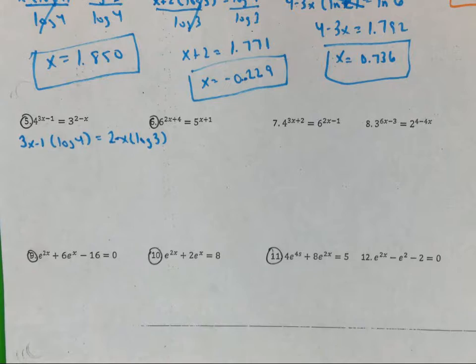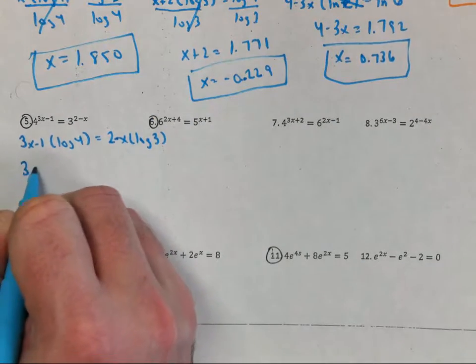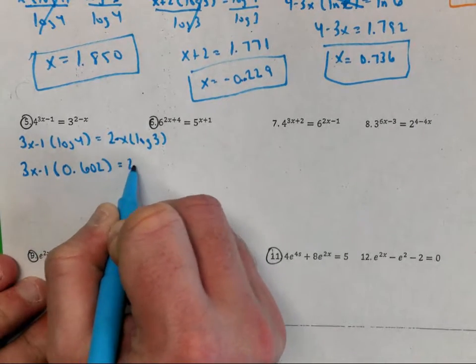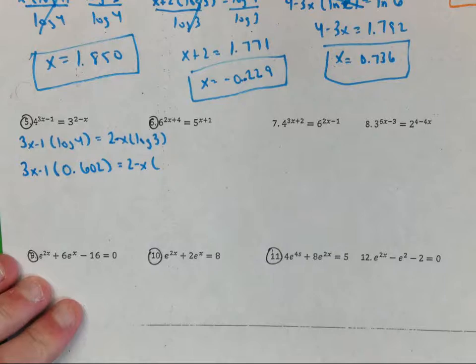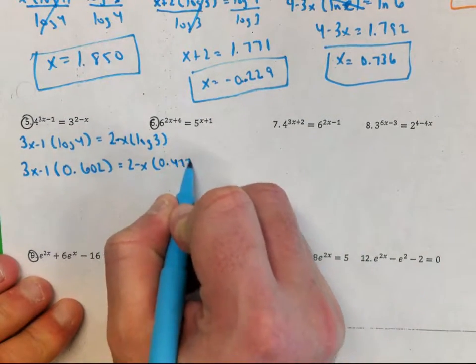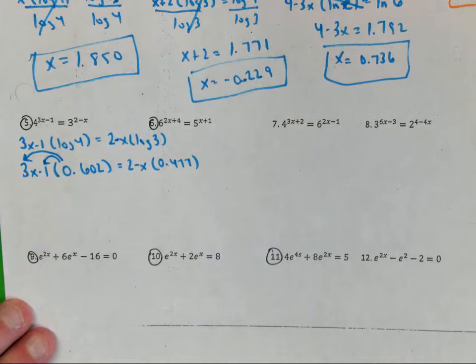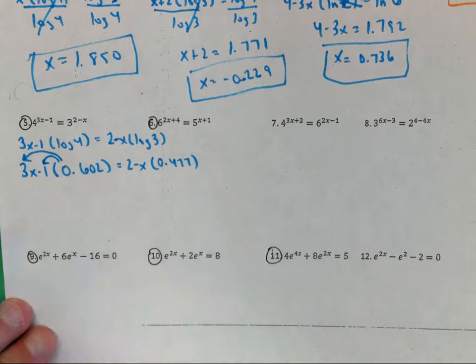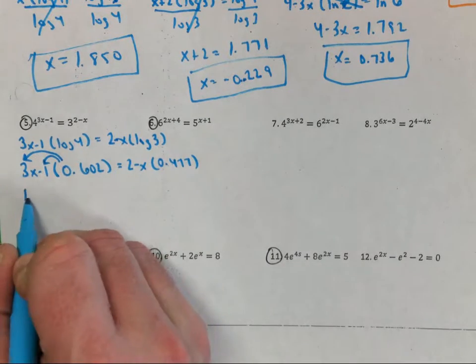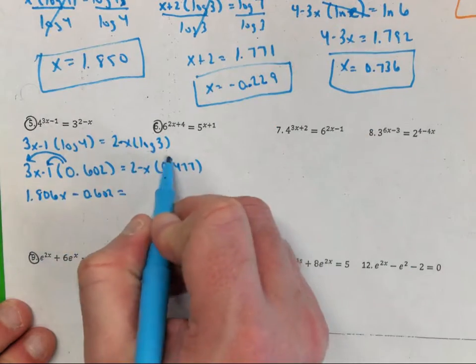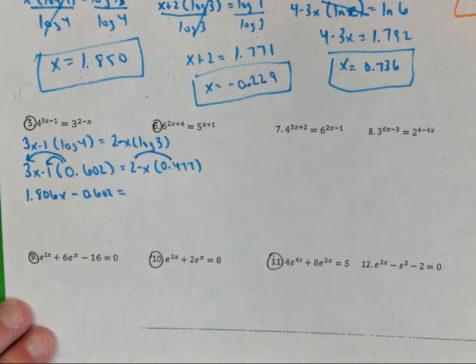So I'm going to find log of 4. So it's going to be 3x minus 1 times 0.602 equals 2 minus x times log of 3, which is 0.477. Now I'm going to distribute both of those. Did you find log of 3 right there? I found log of 4 right here and log of 3 right there. So now I'm going to say 0.602 times 3, which is 1.806x minus 0.602. Now distribute that 0.477 times 2.